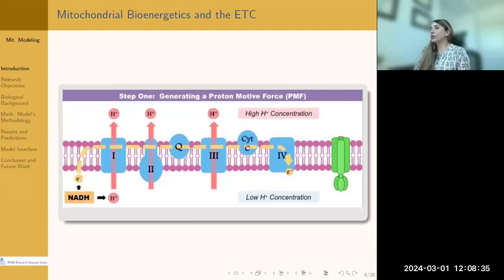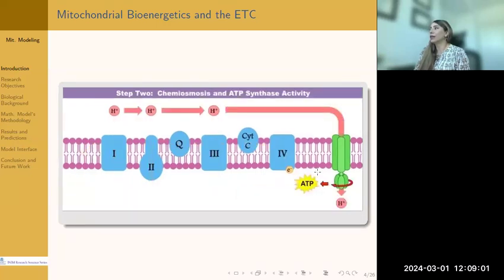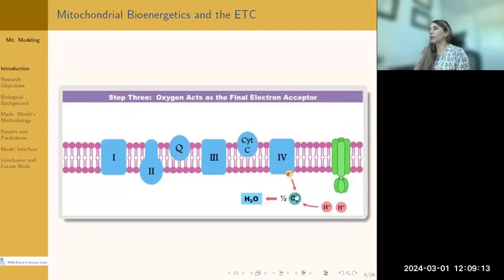The electron transport chain, or ETC, is a key component of mitochondrial bioenergetics. It comprises a series of protein complexes embedded within the inner mitochondrial membrane. As electrons pass through these complexes, proton transport across the membrane creates an electrochemical gradient. This gradient serves as the driving force for ATP synthesis via ATP synthase, a process known as chemiosmosis. Notably, molecular oxygen, O2, serves as the final electron acceptor in the ETC, ultimately being reduced to water at complex 4. So understanding the intricacies of the ETC and its role in ATP production is essential for comprehending cellular respiration and energy metabolism.